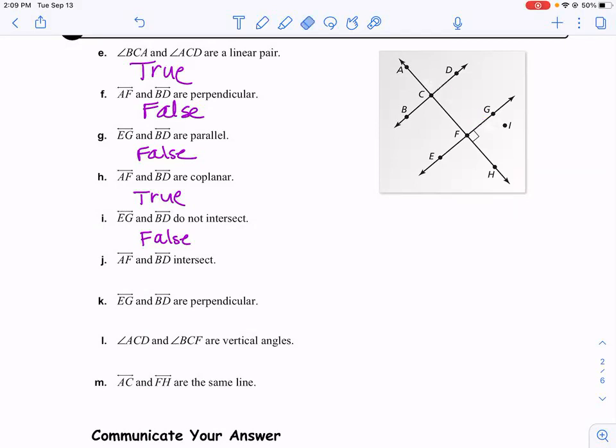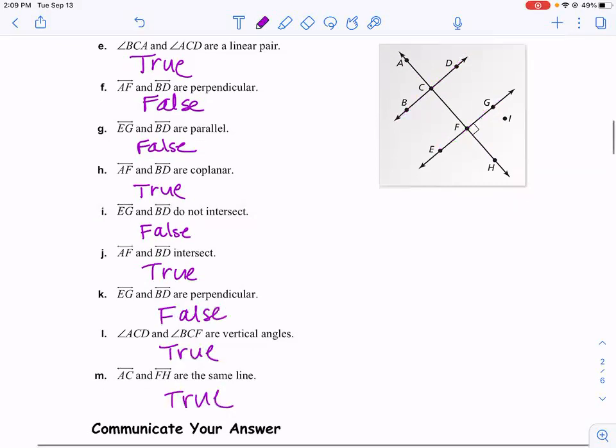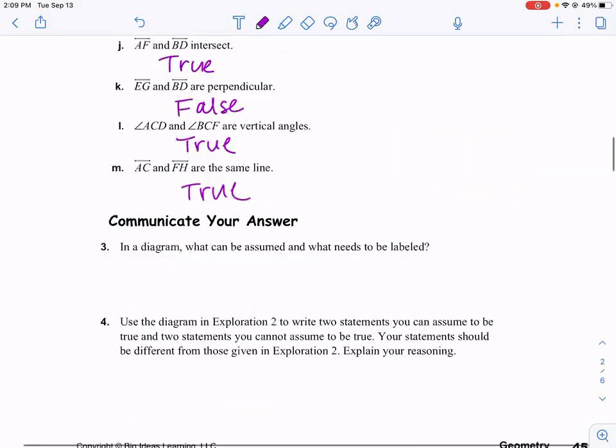Okay. What about AF and BD? Do they intersect? Yes. They intersect at C. What about perpendicular EG and what? Whoa. Are these vertical angles? Are these vertical angles? Okay. Are these on this? Are these the same line? Okay. Cool. Go ahead and turn the page to this one right here.